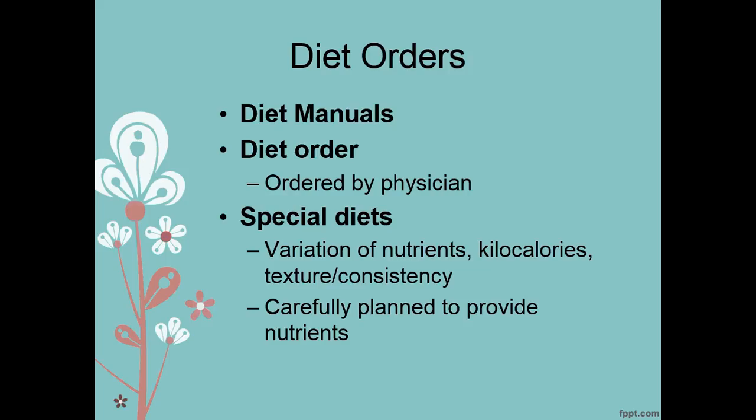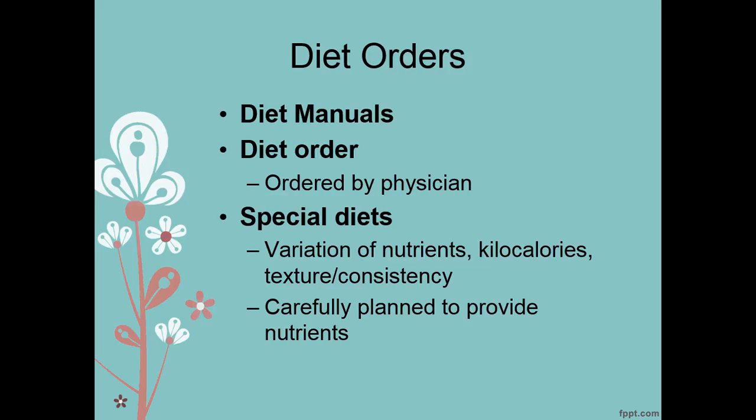Let's talk about diet orders a little bit. This stuff's kind of a given, some of it. Diet manuals pretty much include information about the food service operations within the facility, what a diet is defined as. You're going to see slight variations between different hospitals. The diet order, you can think of it like a medication order. It is something ordered by the physician, and the nurse is implementing the orders. And we can't really just order diets for a patient because it needs to be evaluated by the doctor.